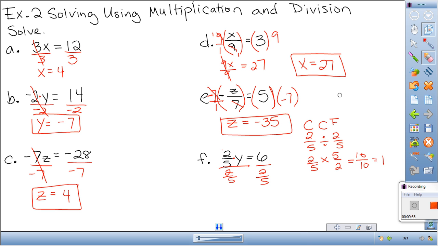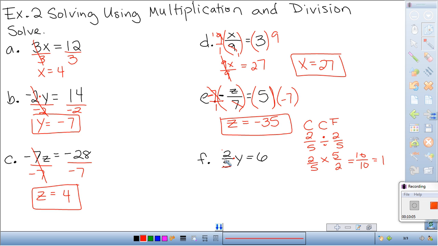So instead of dividing, when you have a fraction times your variable, you're always going to multiply by the reciprocal, being that flipped fraction. So every time you see a fraction times your variable, just multiply it by the reciprocal, and make sure you do that to both sides. So I have 5 times 2 is 10, 2 times 5 is 10, 10 divided by 10 is 1, and 1 times y leaves me with just y.